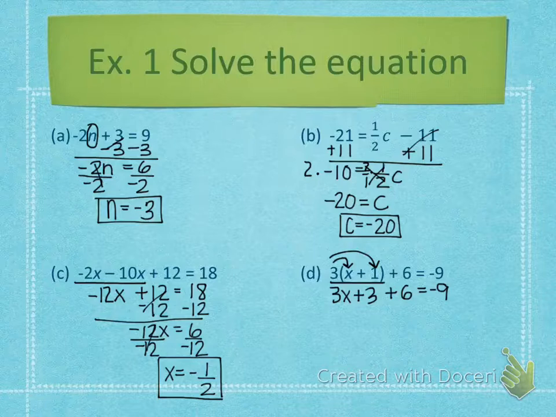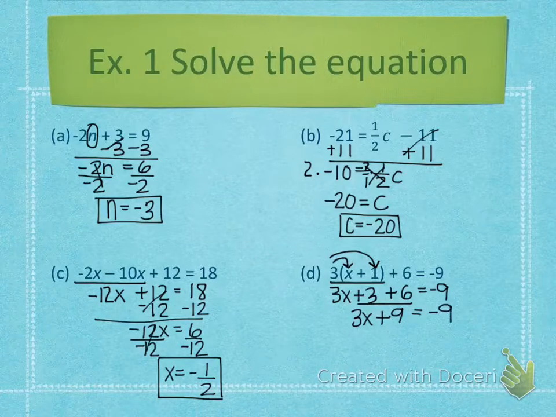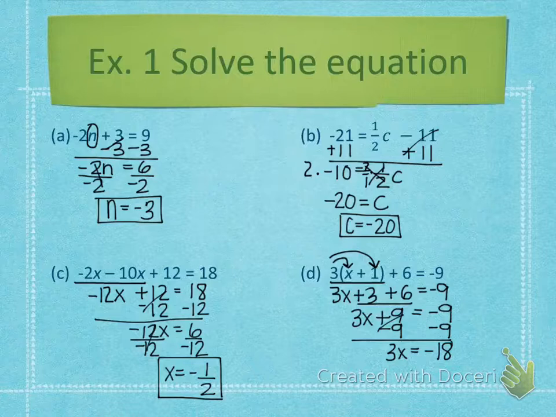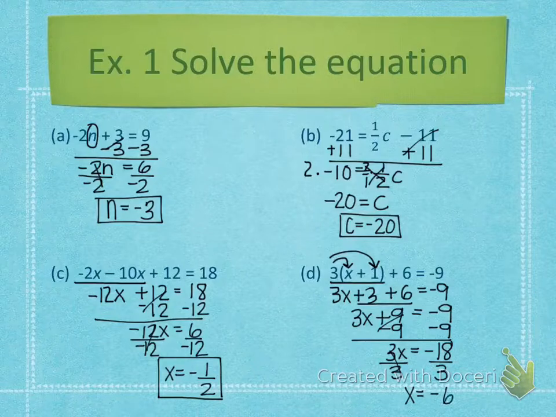That moves us to step 2, combining like terms. Do we have any like terms to combine? Yes. What are they? 3 and 6. So we have 3x plus 9 equals negative 9. All right, what would we do next? Add or subtract. So we're going to subtract 9 from both sides. So we have 3x equals negative 18. And to finish this problem off, we would divide both sides by 3. So what does x equal? Negative 6.